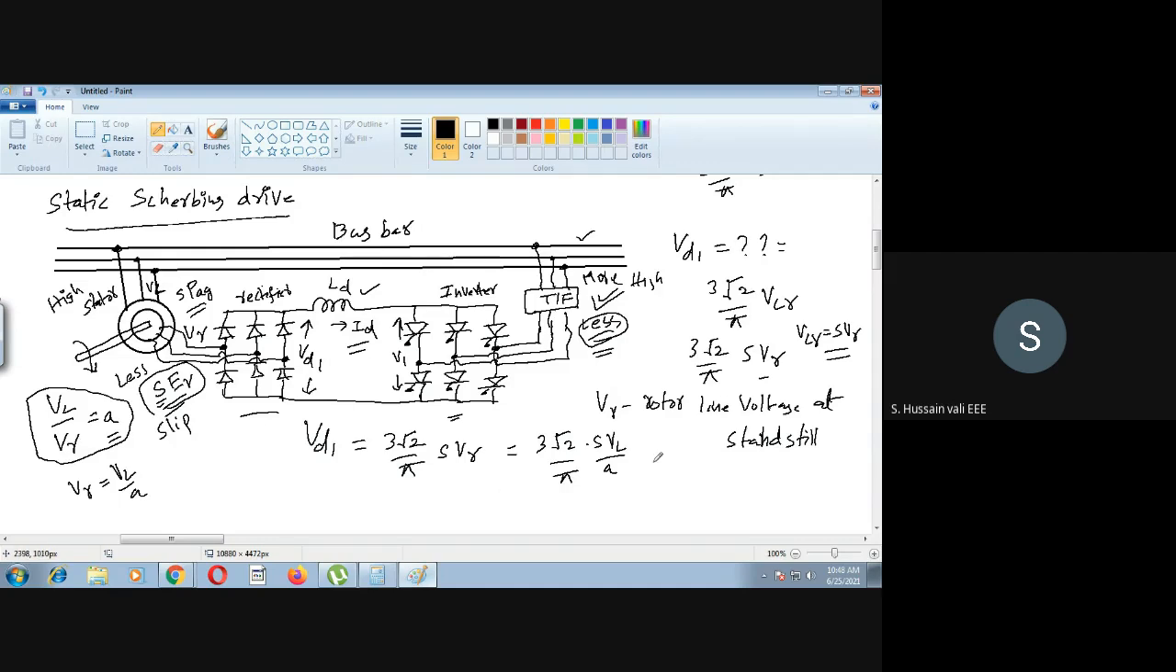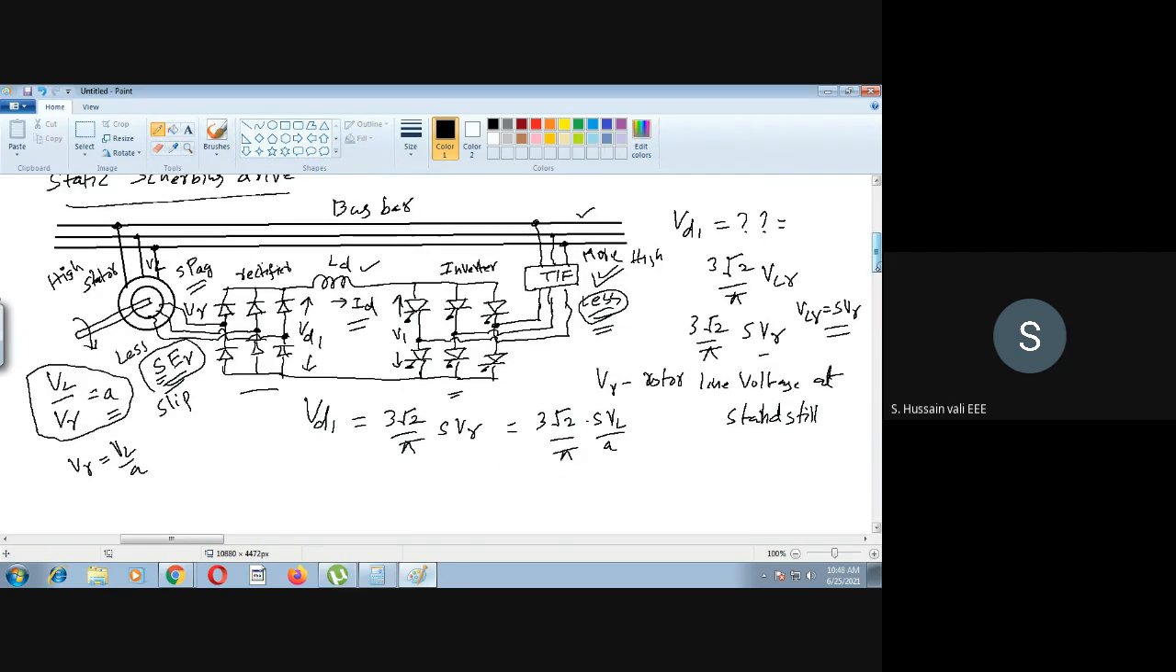Okay. So this we got. Then what is V1 now? I want to find out what is V1. If you recall, in power electronics we have studied the full converter. This circuit is nothing but a full converter, no doubt in this. Why is it a full converter?